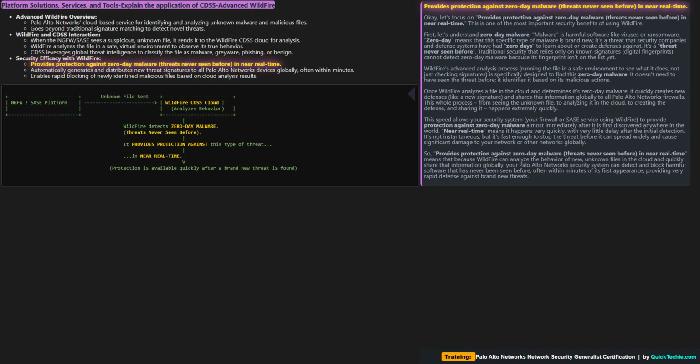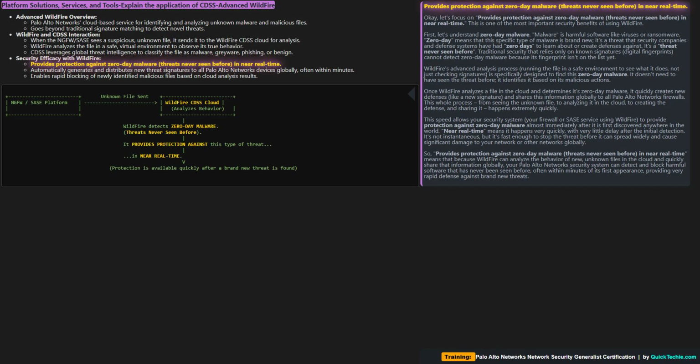Near real-time means it happens very quickly, with very little delay after the initial detection. It's not instantaneous, but it's fast enough to stop the threat before it can spread widely and cause significant damage to your network or other networks globally.